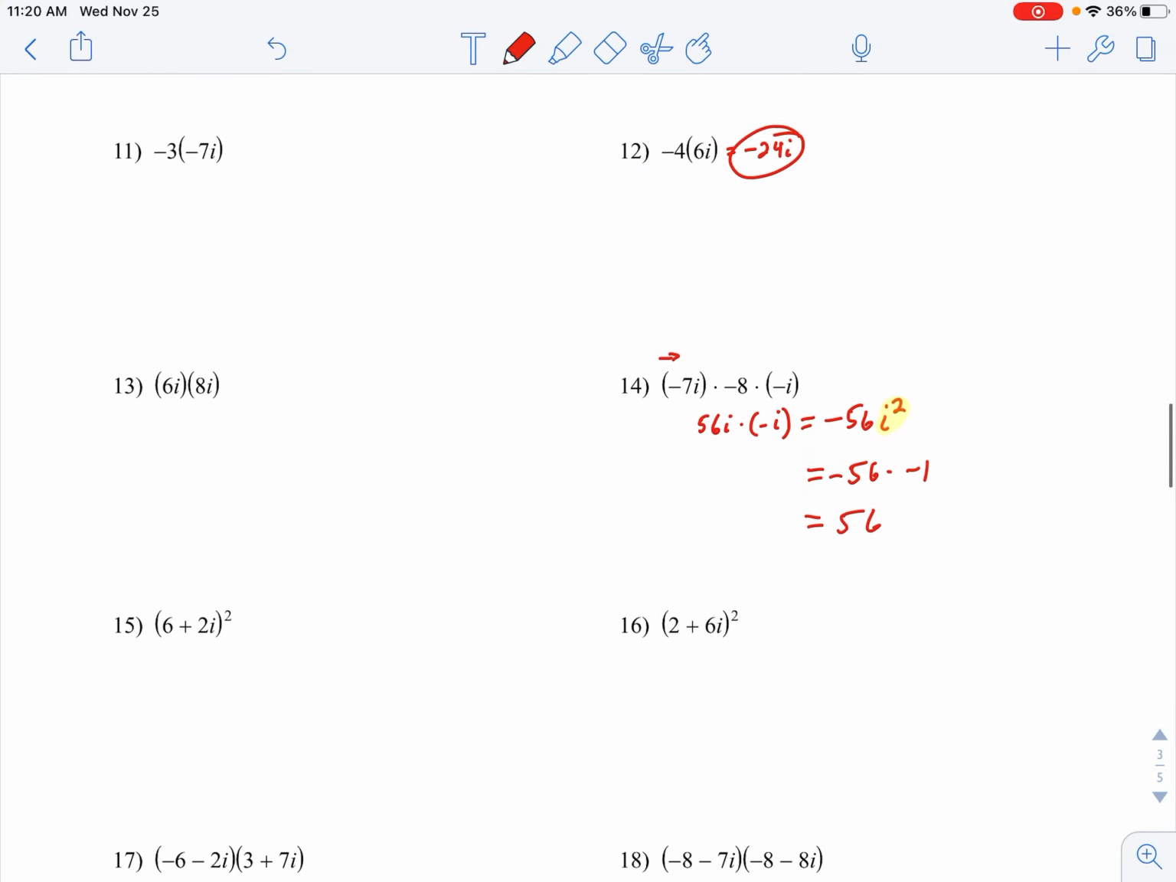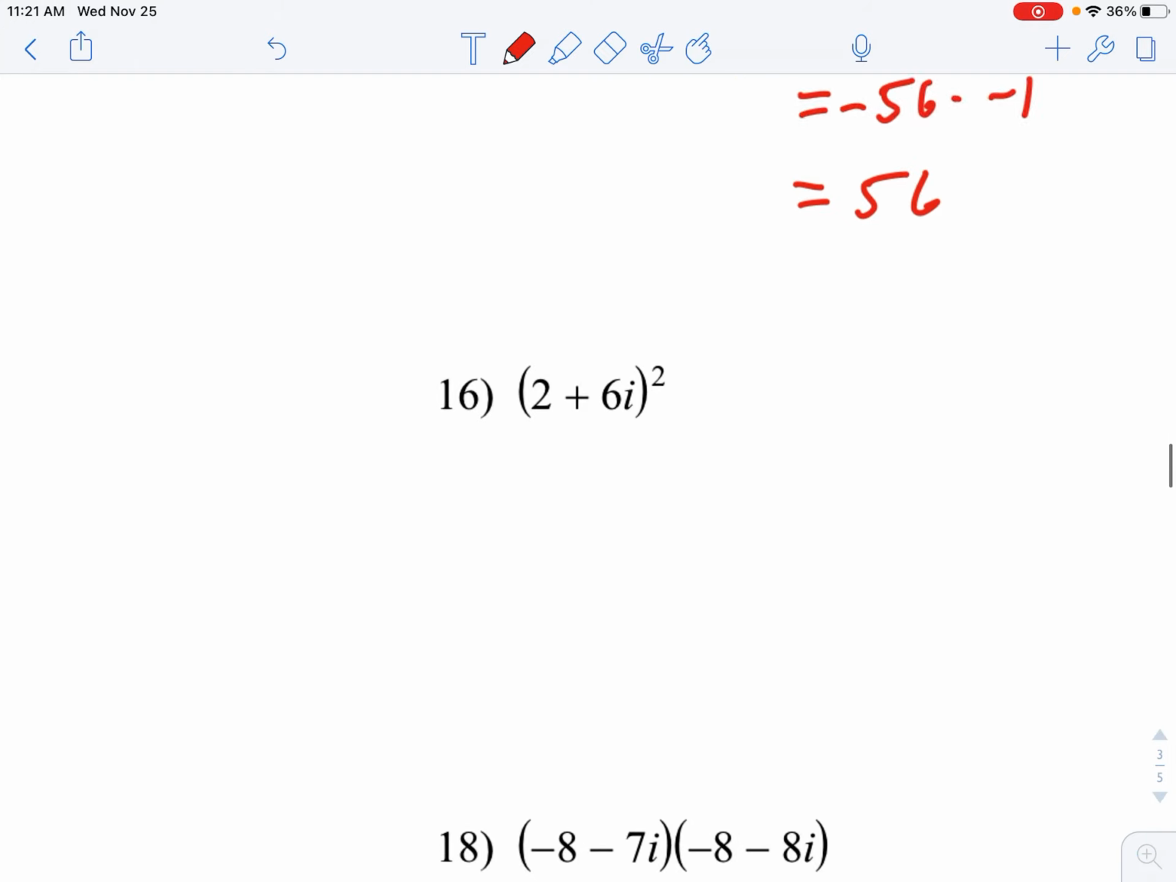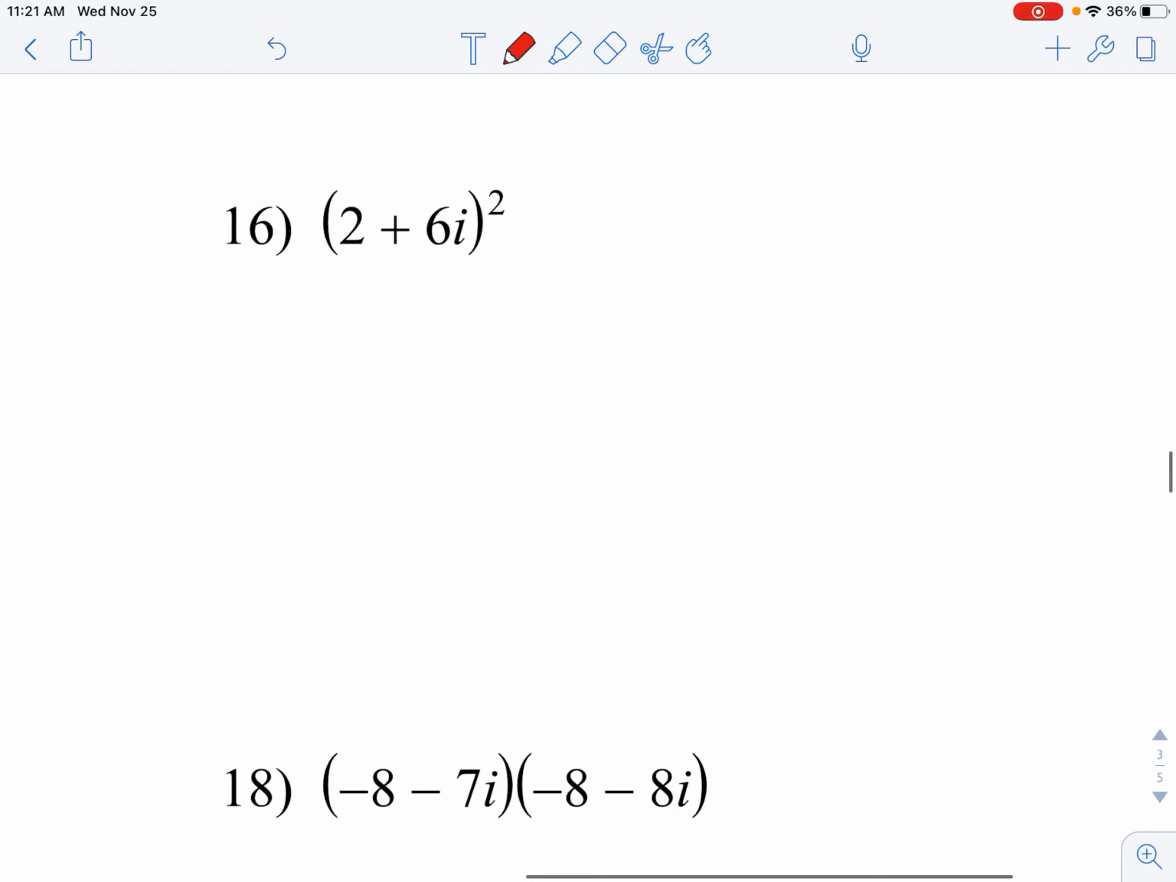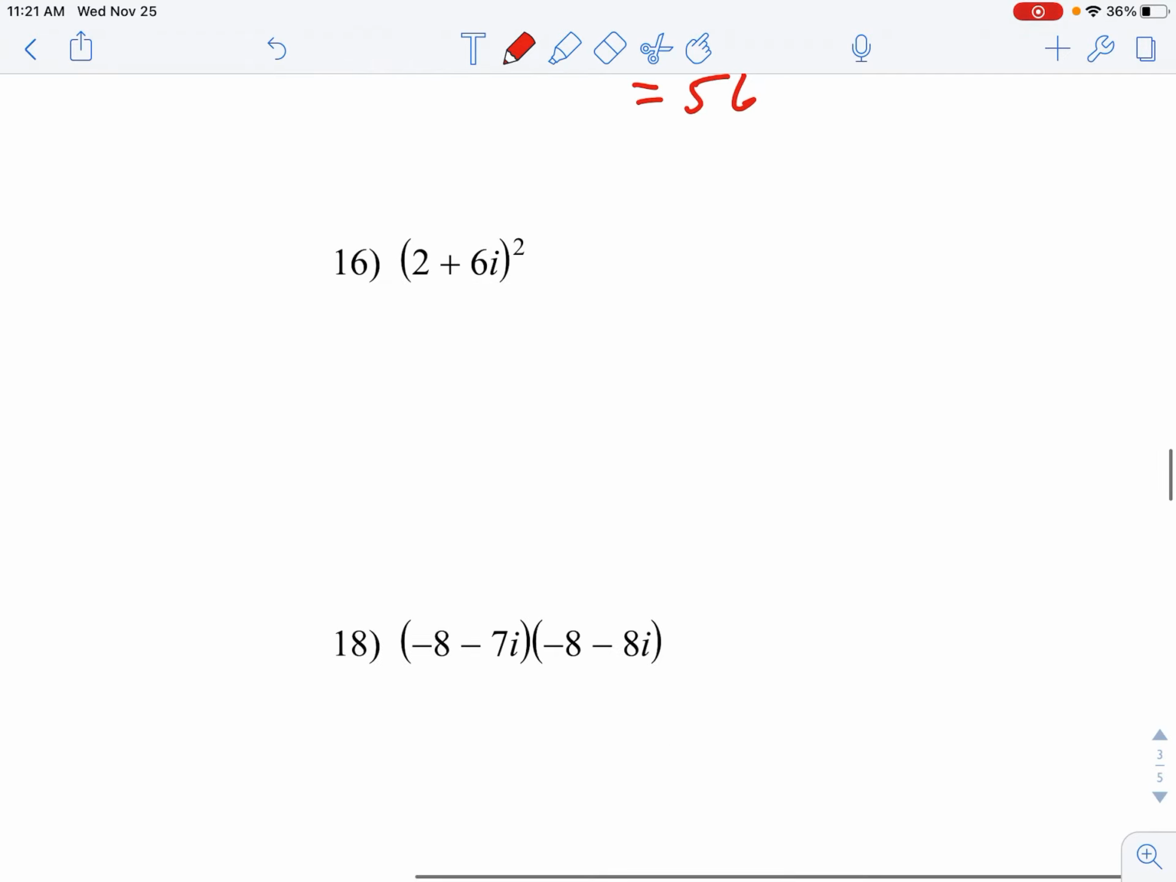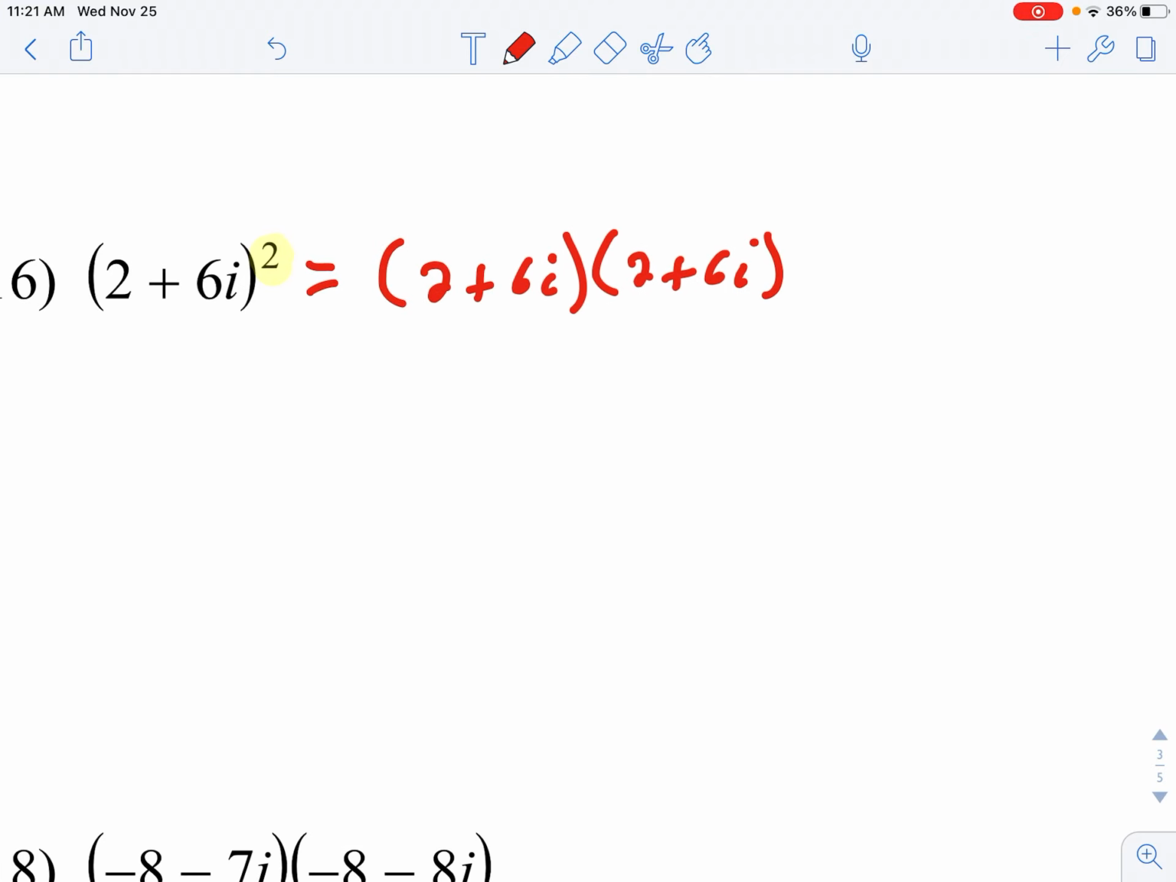All right. Good. Let's look at number 16. (2 + 6i) squared. Now, what does it mean to square something? When you square something, you multiply it by itself. So (2 + 6i) times (2 + 6i). How do you do this? Well, remember this is called FOIL, and you just did some work on it.